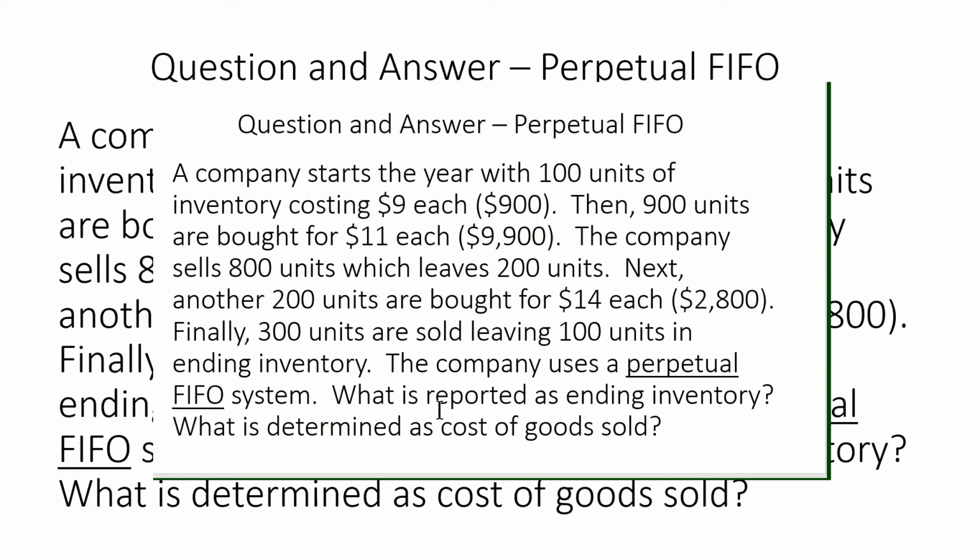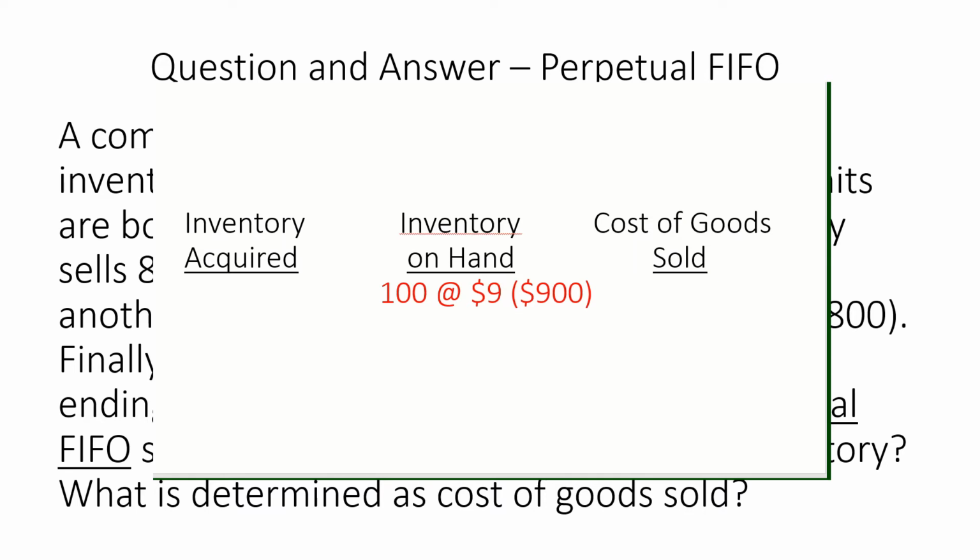The basic Perpetual FIFO problem. If you can do this, you should be able to do any of these basic problems. I always like to set this up in some kind of formal way. If it's a perpetual system, inventory acquired, I put in the first column. Inventory on hand, and you can see they start off with 100 units at $9 a piece, 900. That's given to you in the problem. In the final column is cost of goods sold. They haven't sold anything yet, so they have no cost of goods sold.